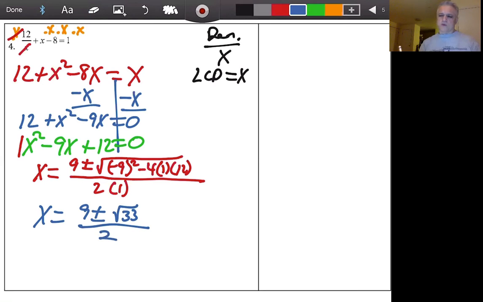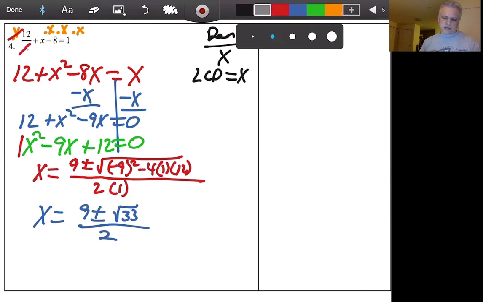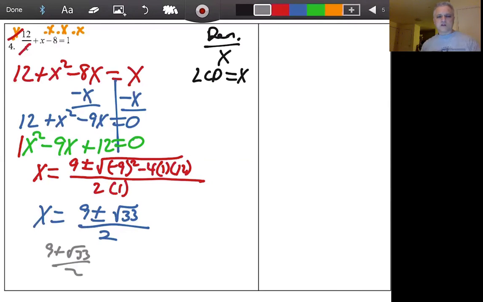Okay, so what are these two zeros? We got 9 plus root 33 over 2. Okay, I'm taking the liberty of checking that out. Calculator says it's approximately 7.37. And then 9 minus root 33 over 2 is approximately 1.63.